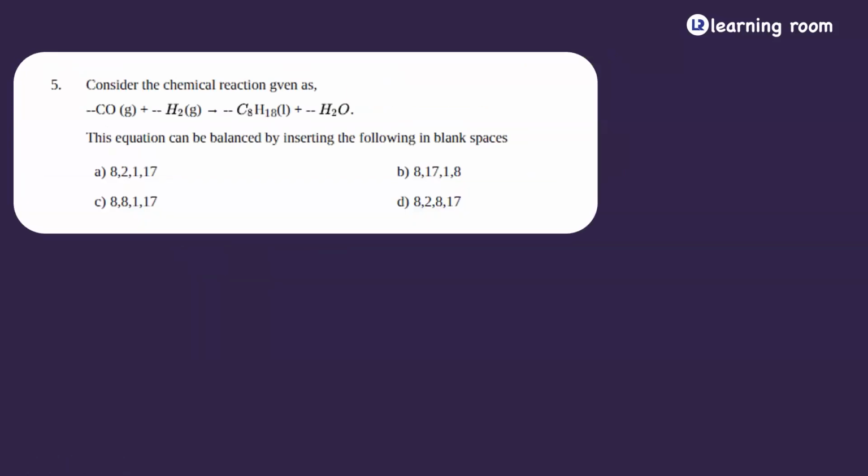Consider the chemical reaction given as. The equation can be balanced by inserting in the blank spaces. What is the answer? B again. A, B, C, D. B, ma'am. Doctor Bombay va? B. Okay. Right?